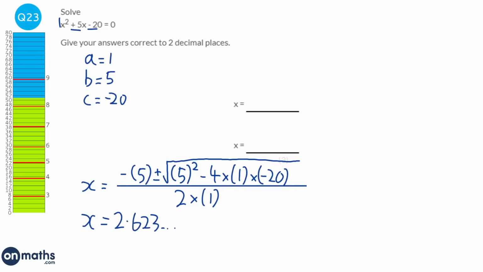2.623 blah blah blah. If you go back on the calculator, use the cursor keys to change that to a minus, you get the answer of minus 7.623 blah blah blah. Rounded to 2 decimal places, that's going to be 2.62 and minus 7.62.